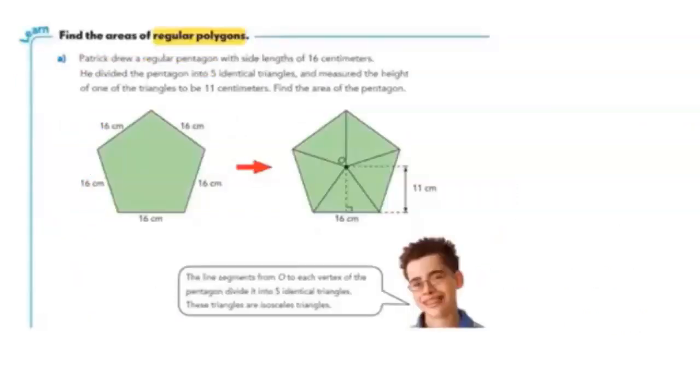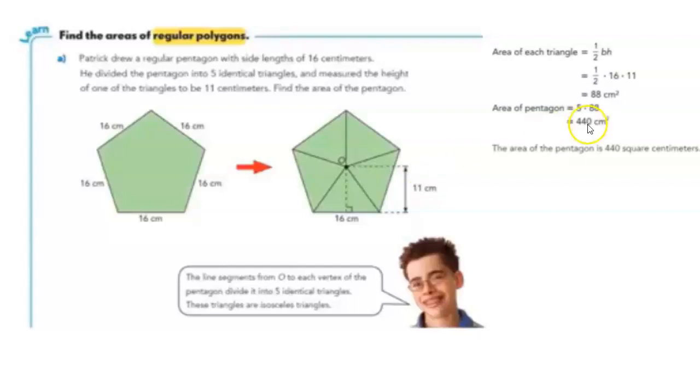Patrick drew a regular pentagon with side lengths of 16 centimeters. So here you can see each side of the pentagon is 16 centimeters. He divided the pentagon into 5 identical triangles and measured the height of one of the triangles to be 11. Since all the triangles are identical, they would all have a height of 11. So they all have a base of 16 and a height of 11. To find the area of a triangle, it's 1/2 the base times the height. So in this case, 1/2 times 16 times 11. Half of 16 is 8, times 11, 88 centimeters squared.